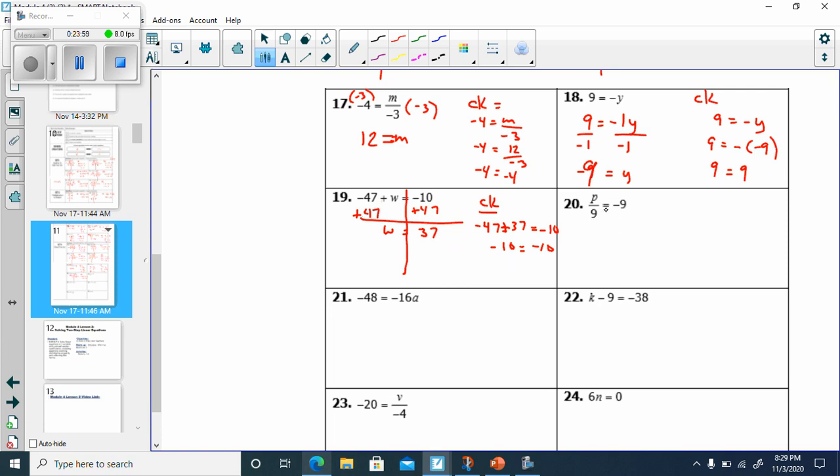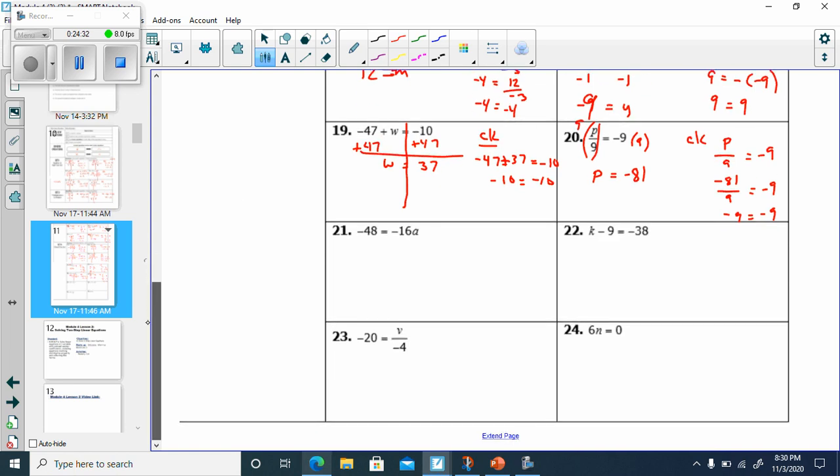P divided by 9 equals negative 9. The opposite of dividing by 9 is to multiply by 9. What I do to one side, I do to the other. That gives me P is equal to negative 81. To check myself, I would plug this in place of P. If I've got P divided by 9 is equal to negative 9, and in place of P, I put negative 81 divided by 9 equals negative 9. Negative 9 equals negative 9. That's true. The solution for P is negative 81.